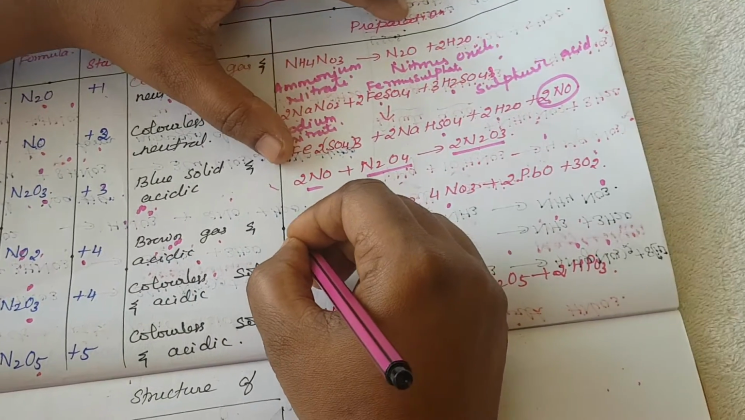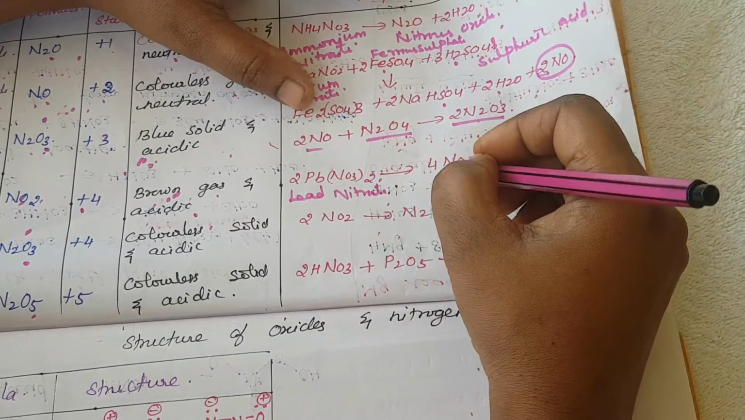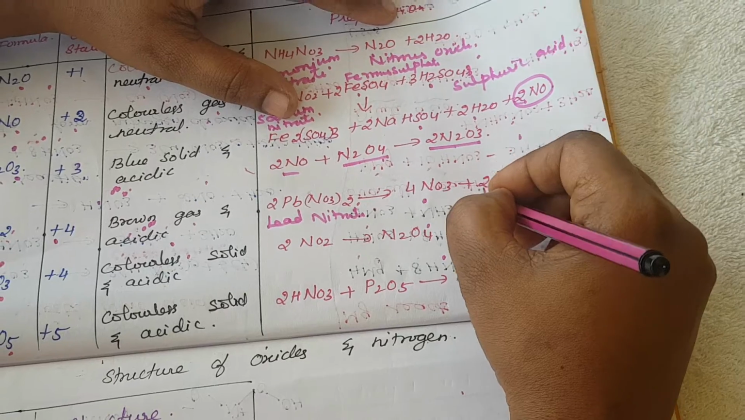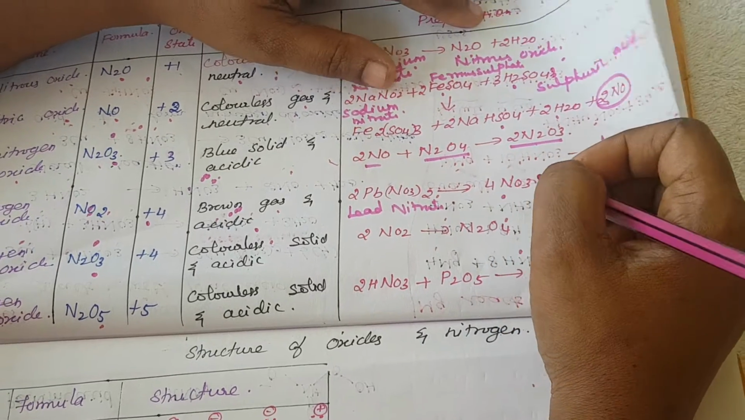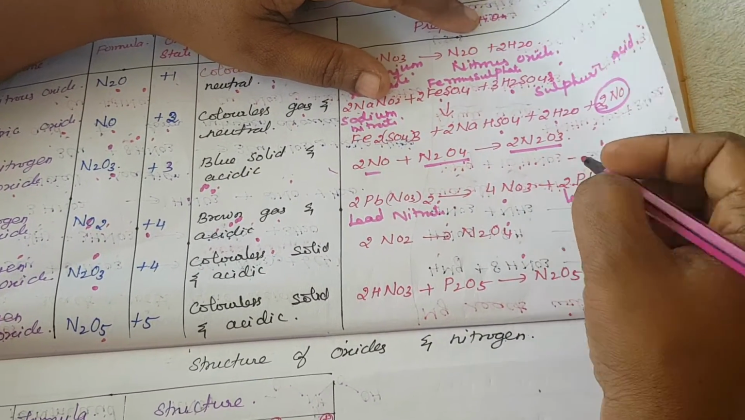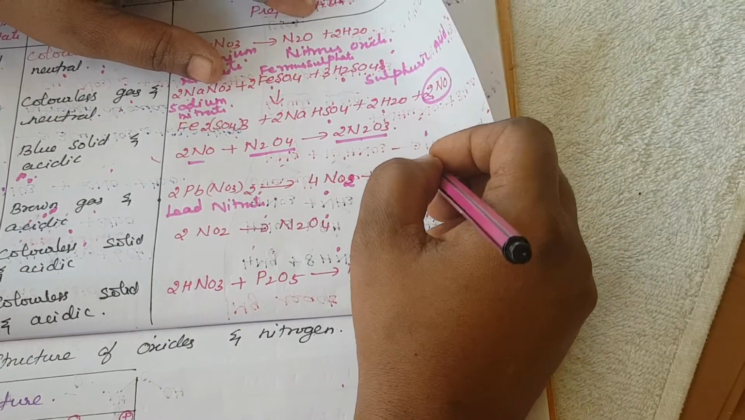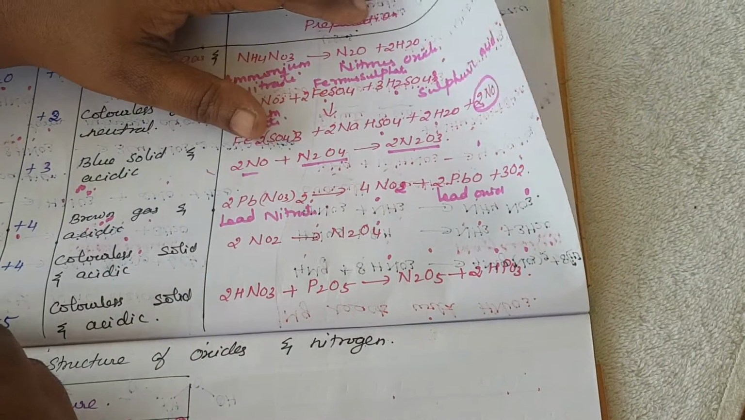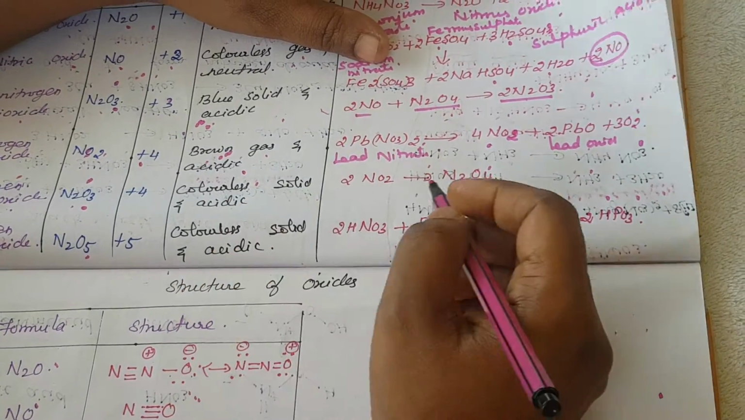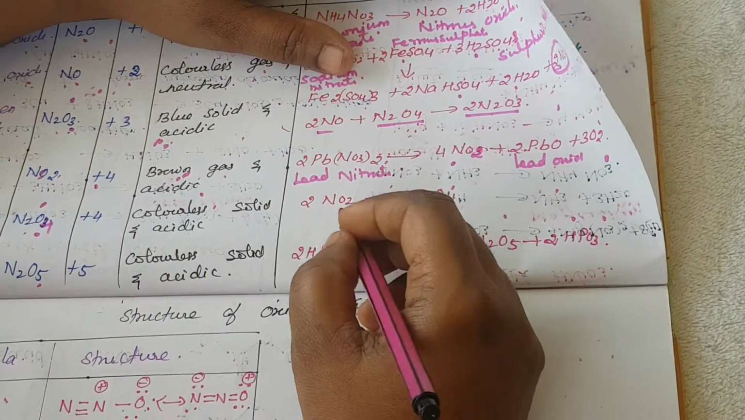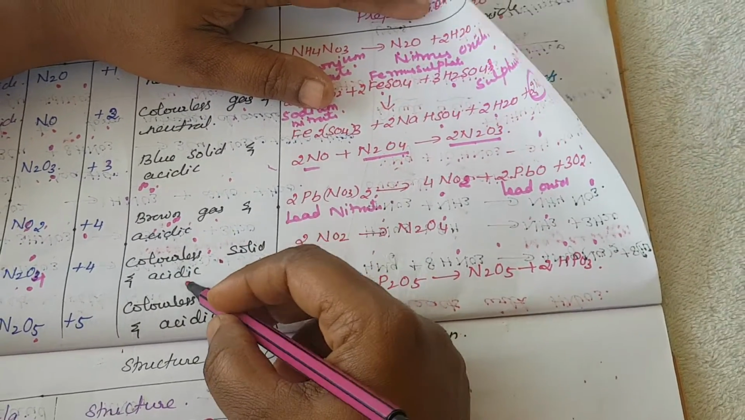What is the formula? Lead nitrate. Pb is lead. Lead nitrate when heated forms NO2 plus PbO, lead oxide. Okay, so this is nitrogen dioxide, PbO and O2. So next one, nitrogen tetroxide N2O4. NO2 when we are heating, that is N2O4. It is a colorless solid, acidic in nature.